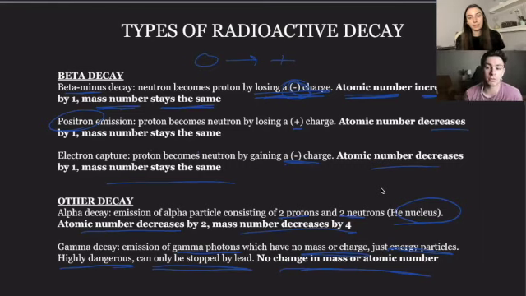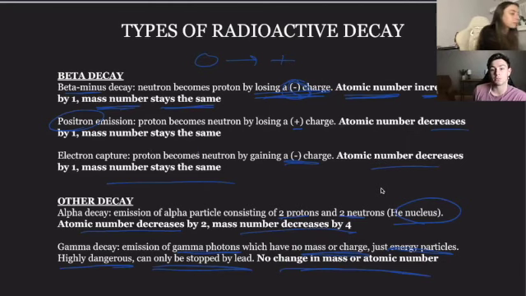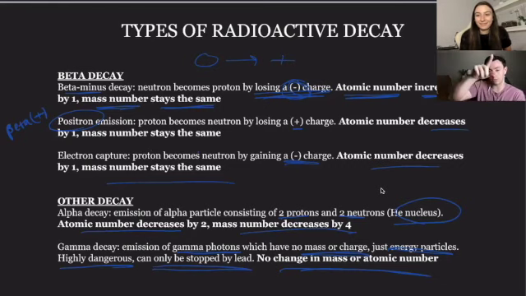Yes, you did a good job. The positron emission, you will sometimes see it called beta plus decay, which makes sense. Beta minus, you're losing an electron. Beta plus, you're losing a positron, which is literally just a positively charged electron. Okay, so that's the only caveat to this.